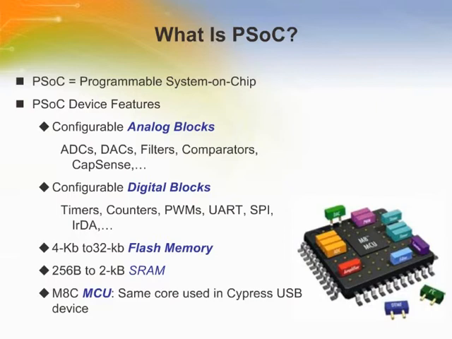In any embedded system, one would expect there to be memory. PSoCs have anywhere from 4K to 32K of flash memory, depending on the device family. SRAM is also available in different sizes, from 256 bytes to 2 kilobytes. The onboard microcontroller is the same microcontroller that is used in Cypress's USB products.